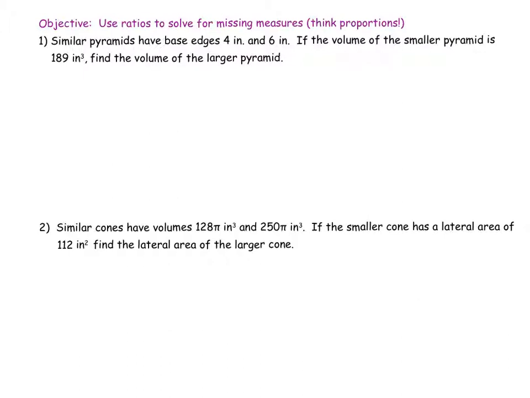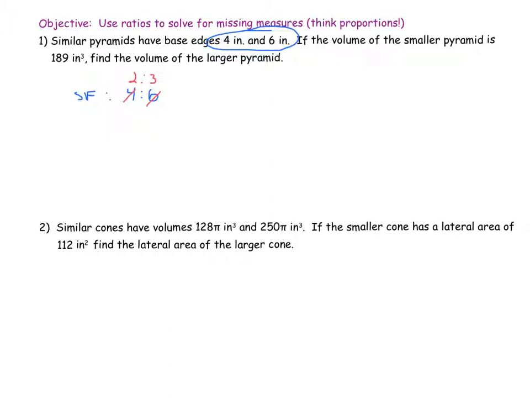In the first example, we're given a scale factor with the information the base edges are 4 inches and 6 inches in my similar pyramids. So I'm going to write a little note over here that my scale factor measurement is 4 to 6. And while we're at it, we should probably go ahead and reduce that. That usually helps us out and just makes things simpler. So I'm going to rewrite that as 2 to 3 for my scale factor measurement.